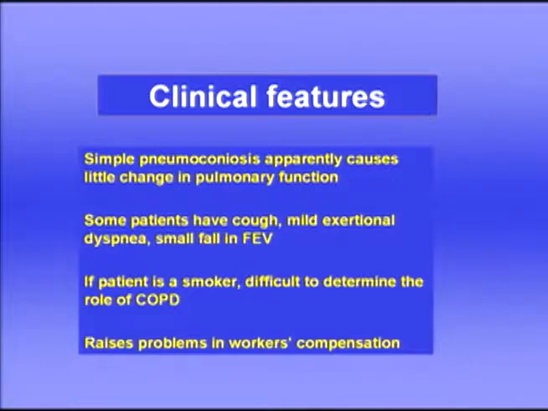Now, the clinical features of simple coal workers' pneumoconiosis are shown here. Apparently, it causes relatively little change in pulmonary function. Coal dust is relatively inert. It doesn't provoke a reaction in the lung, as we'll see, for example, in silicosis, which we talk about next time, but it's a relatively inert material. Some patients develop a cough, and they have some dyspnea on exertion, and if you do pulmonary function tests, they have a small fall in their forced expiratory volume.